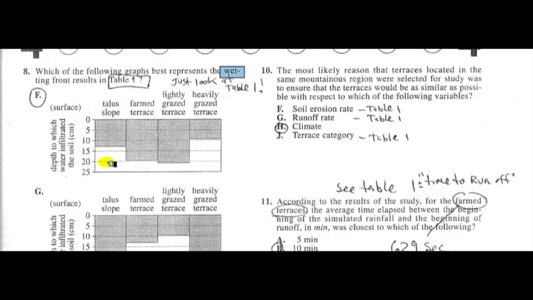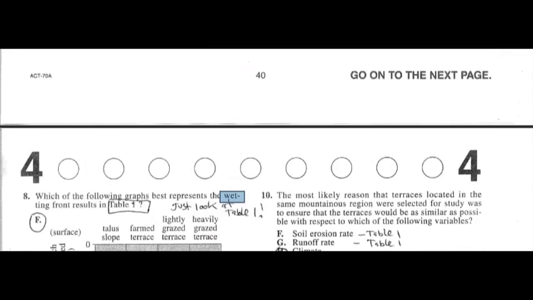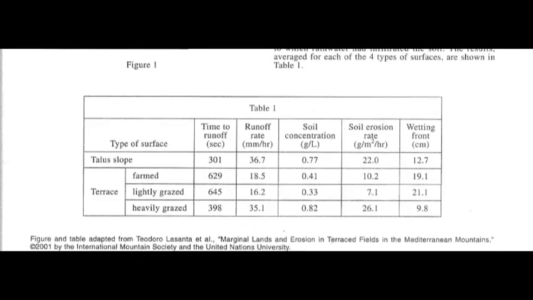For example, if you look at the charts down below, it says talus slope, farm terrace, lightly grazed, heavily grazed. Let's scroll on up and find table 1, column wetting. We find table 1 here. We look at the x-axis on the top here. We find the column that says wetting here. We take these numbers here and plug them into the bar graph. For example, here in the talus slope, we produce 12.7, so right around 13. The farmed produces 19, lightly grazed 21, and heavily grazed 9. So let's take the first two off the top of our heads, right around 13 and 9.